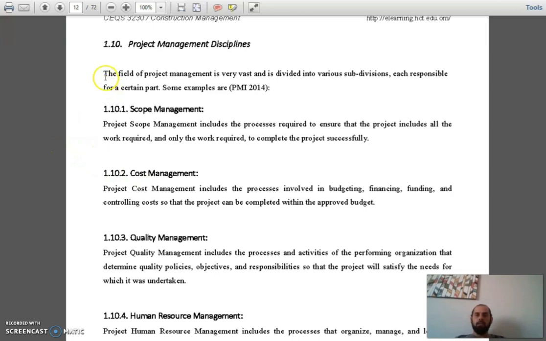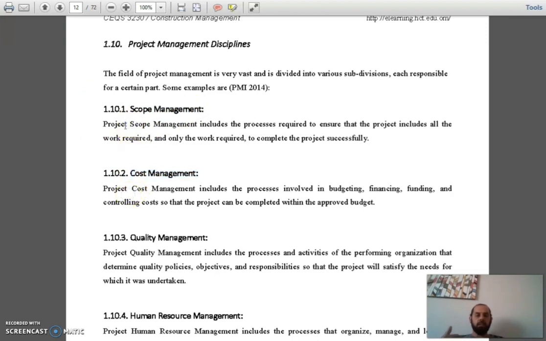Okay. The field of project management is very vast. So there are so many types or knowledge areas for project management. One of them, the first one, is scope management. Each one of these is a class itself. You can take a 3 months class for scope management, for cost management, for quality management. Each one of them is a discipline itself. You study this one maybe for 3 months, then you take a certificate, and you take this one and you take a certificate for this one.